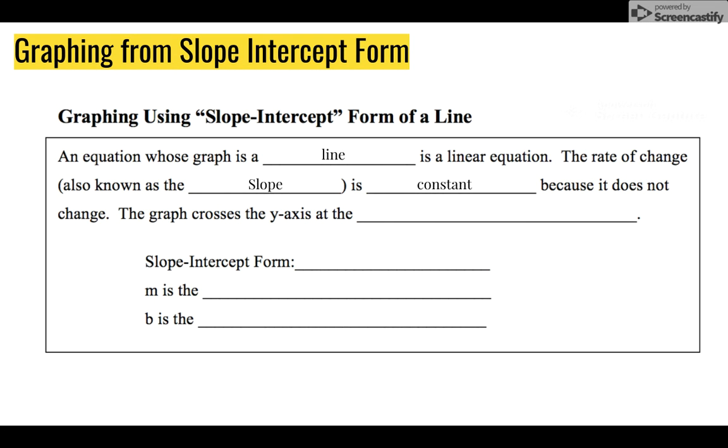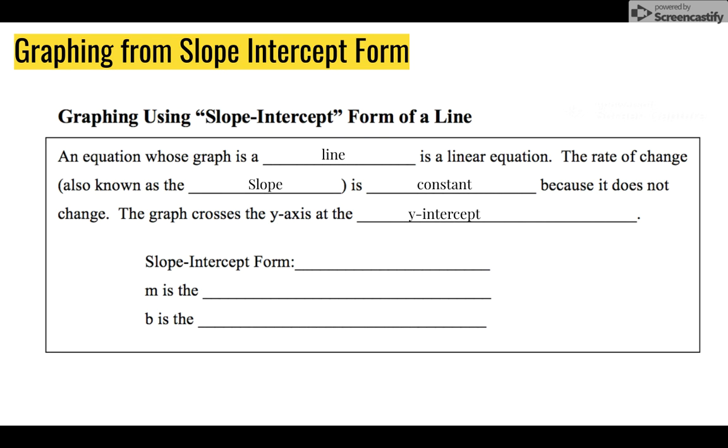And then the other part of slope-intercept form is going to be where the graph crosses the y-axis, and that's going to be at the y-intercept. So we've talked about y-intercepts. That's where it goes through the y-axis, so that'll be an important part of your slope-intercept form.